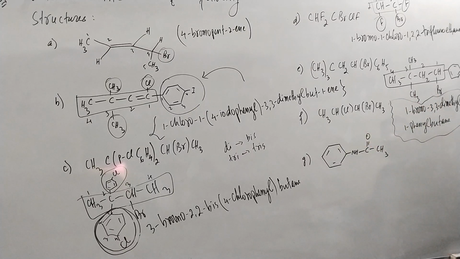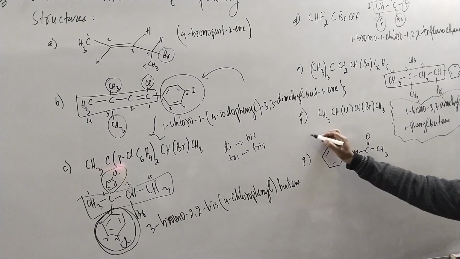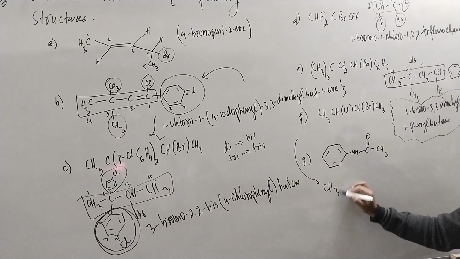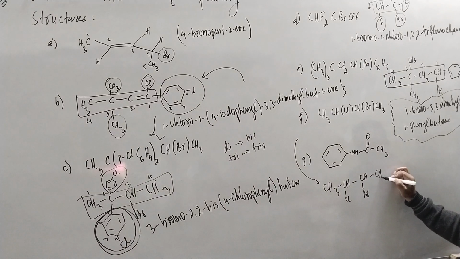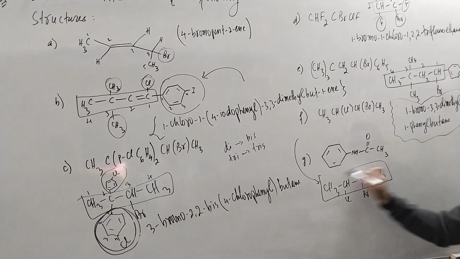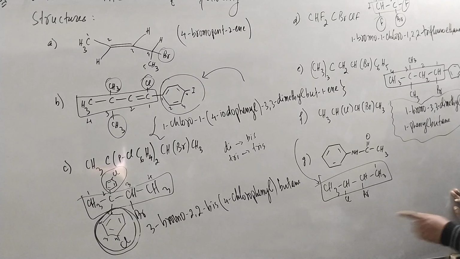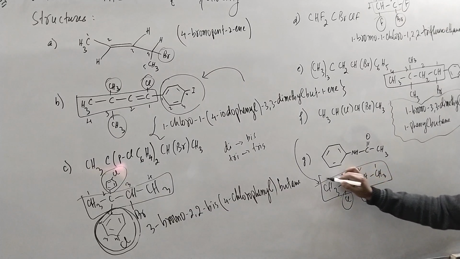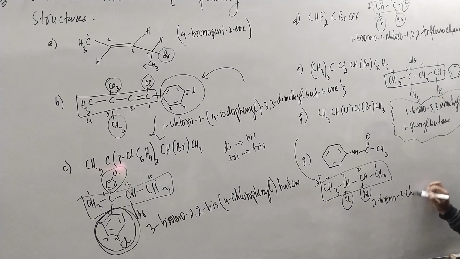Then here is another compound. This is easy, I think. Let me draw the structure, so that becomes easier. Cl is attached here, Br is attached here, CH3 is attached here. So this is the main chain. Numbering must be started from this end according to the alphabetical order of these two side chains. 1, 2, 3, 4. So 2-bromo, 3-chloro, then again butane.